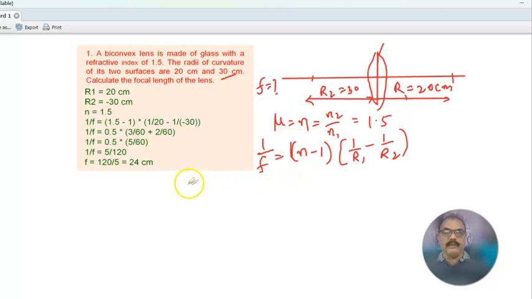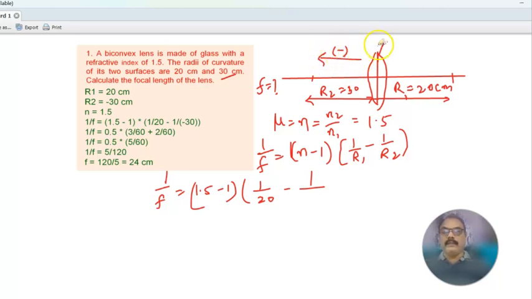When you substitute, what you will get here is 1 by F is equal to (1.5 minus 1) into (1 by R1 minus 1 by R2). R1 is positive, so it is 20. R2 is on the left side. What is the sign convention I told you earlier? If it is on the right side, it will be plus, and if it is on the left side, it will be minus. So according to this sign convention, R2 will become minus 30.